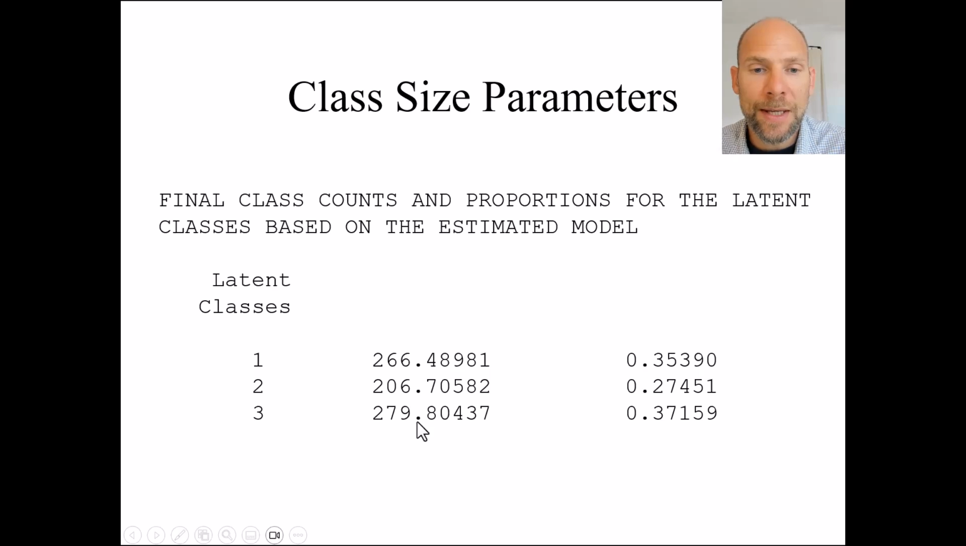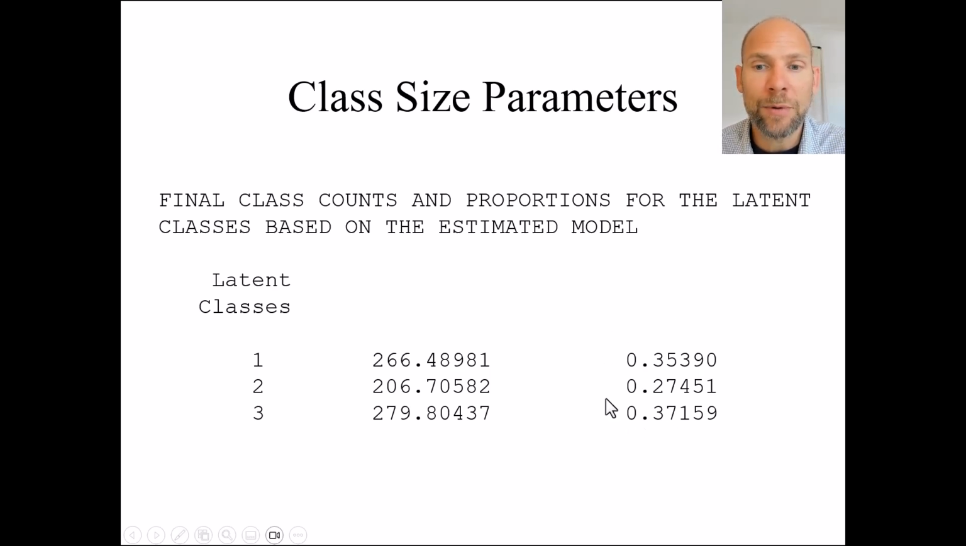In this case, there were about 700 cases, or over 700 cases here. About 266 individuals would be in class 1, about 207 in class 2, and about 280 in class 3. Now, in terms of the actual proportions, gamma C, that would mean that the class size of class 1 was about 35%, class 2 was about 27%, and class 3 was about 37%.